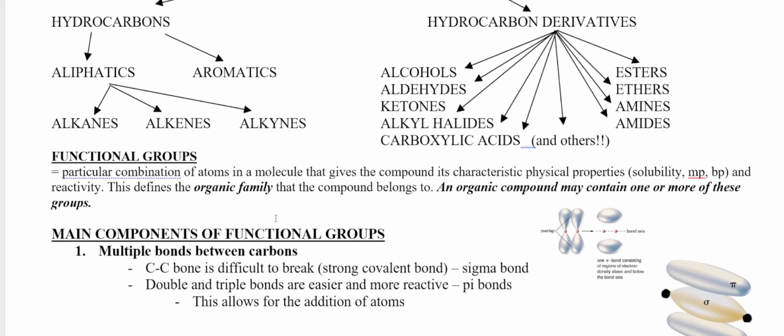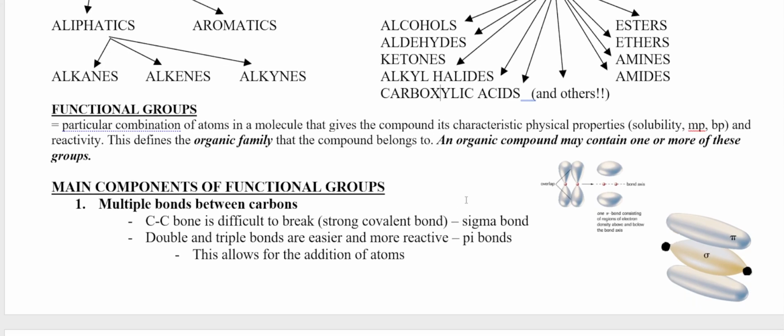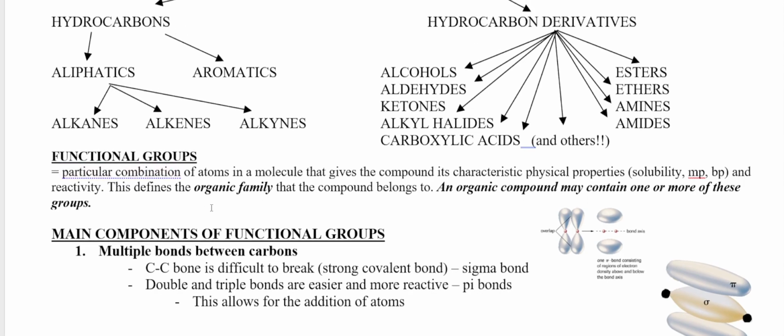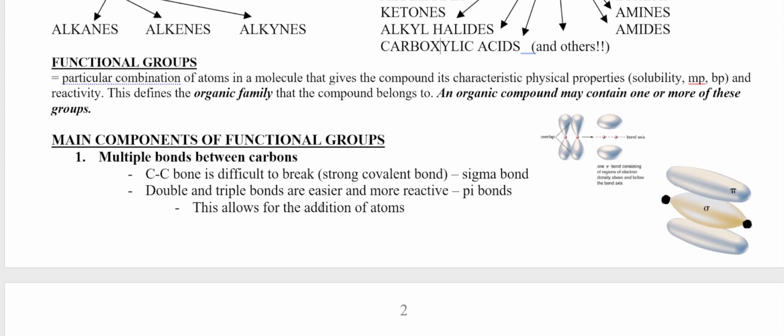So what is a functional group? Well, a functional group is a particular combination of atoms in a molecule that give the compound its characteristic physical properties like the solubility, its melting point and boiling point, right, and reactivity. So this defines the organic family. So these are your organic families right here. I'll highlight them for you, like your alcohols, your aldehydes, your ketones, your carboxylic acids. Those are called organic families. Okay. An organic compound may contain one of these functional groups or multiple of these functional groups.